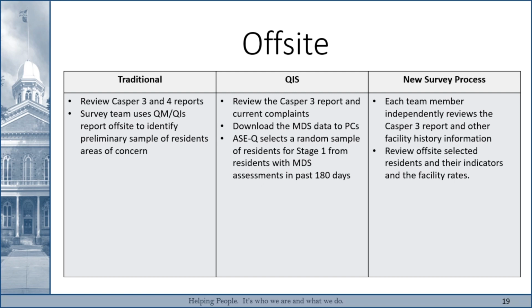With the QIS method, there was review of the CASPER 3 report and current complaints, and downloading of the MDS data to PCs. ASEQ selects a random sample of residents from stage 1 through residents with MDS assessments in the past 180 days. With the new survey process, each team member independently reviews the CASPER 3 report and other facility history information. Review off-site selected residents and their indicators and the facility's rates.